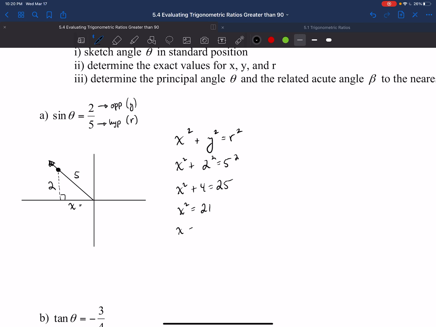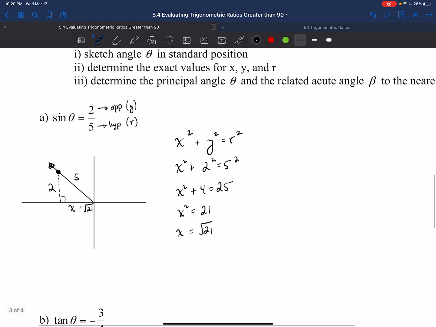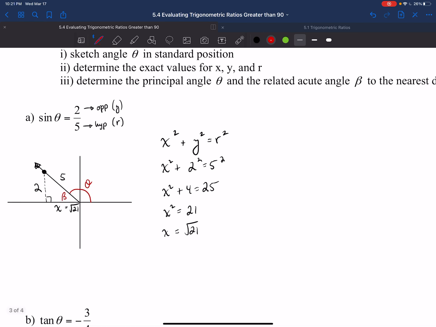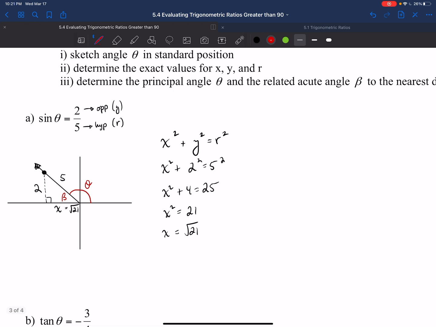Okay, so if we solve for x, we get root 21, and I'm going to leave it as root 21. So now we know x, y, and r. So you could be asked to find sine, cosine, tan, but we're not. We're just asked to find the principal angle and the related acute angle. So the principal angle is from 0. The related acute angle is inside. So I have all the values, but since I was given sine is 2 over 5, I'll use that to find theta.